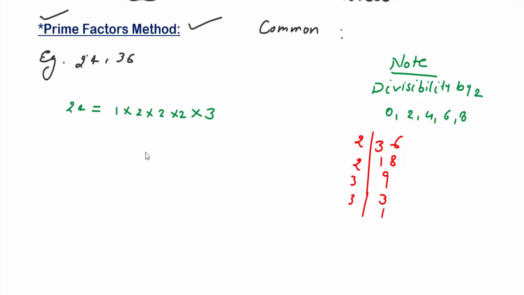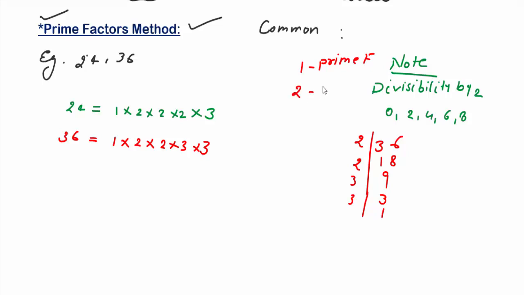So what are the factors of 36? 36 equals 1 multiplied by 2 multiplied by 2 multiplied by 3 and 3. These are the prime factors of 24 and 36. Our first step, students, is to find out the prime factors.